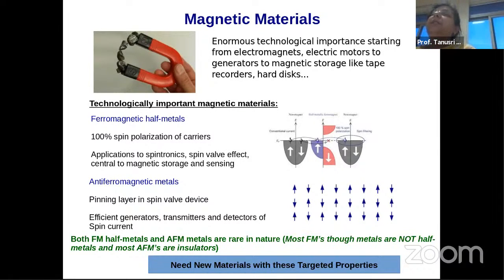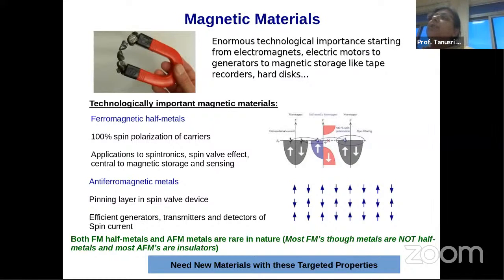However, there are also some magnetic materials which are special, like ferromagnetic half metals. What I mean by that is that your carriers are 100% spin polarized. That means the carriers have only one specific spin polarization. In other words, in one of the spin channels your compound is conducting, while in the other spin channel it is completely insulating. That has a tremendous application to the spin valve effect, central to magnetic storage and sensing, and gave rise to a complete field like spintronics. Another important material class is antiferromagnetic metals, because they can be used as a pinning layer in such a spin valve device.